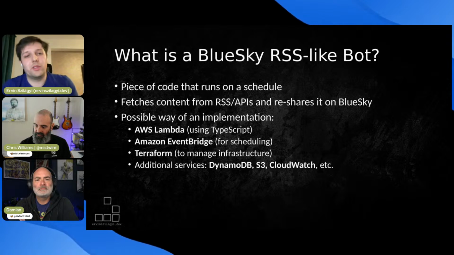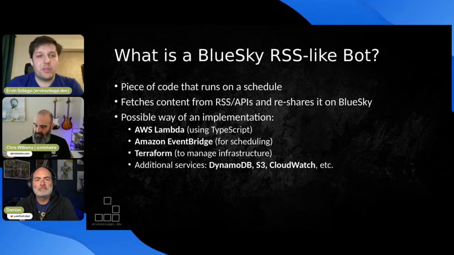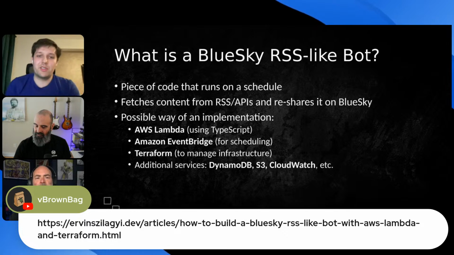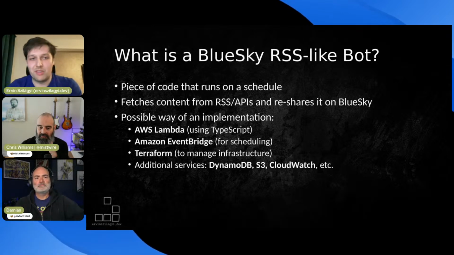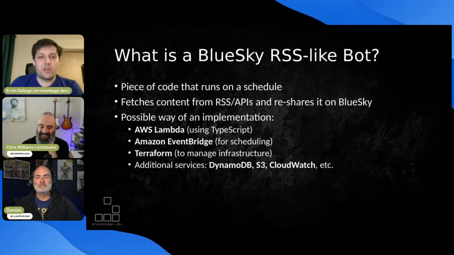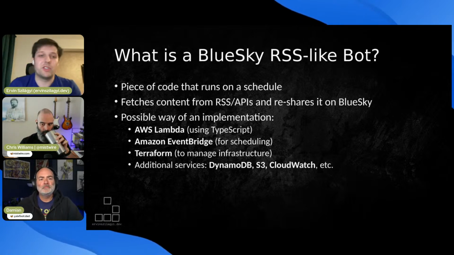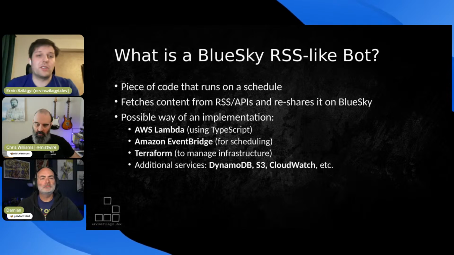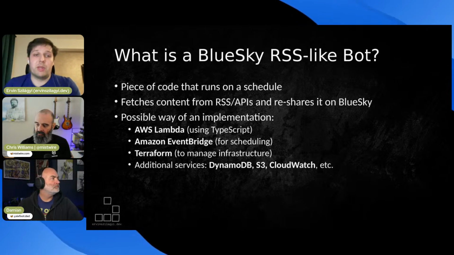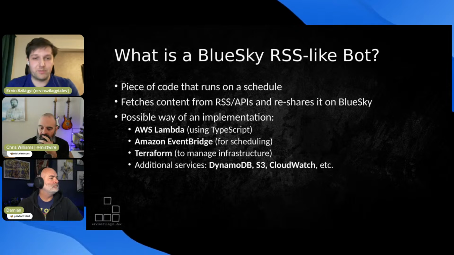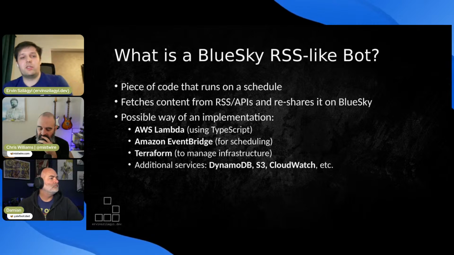Before going into how the bot actually works, a little bit of context to give you about what is an RSS-like bot. It's not anything official. In the context of this talk, an RSS-like bot is a piece of code which runs on a schedule, and it shares content from other places, and also it mentions the author, it builds a card, it backlinks to the original post. And a possible implementation for stuff like this would be to use a stack from AWS, use serverless Lambda, and everything else which you have to use to make this bot happen.